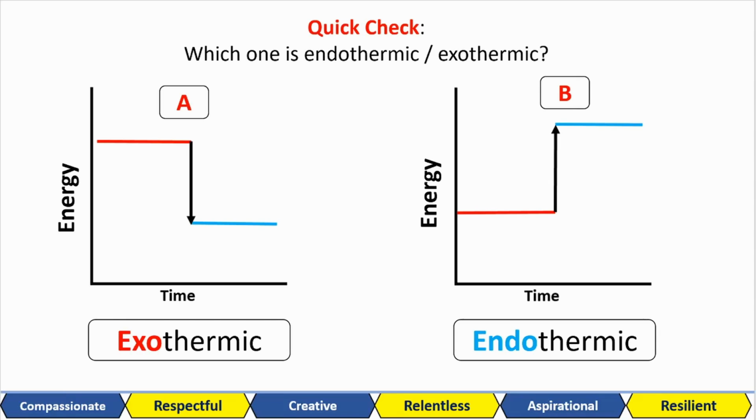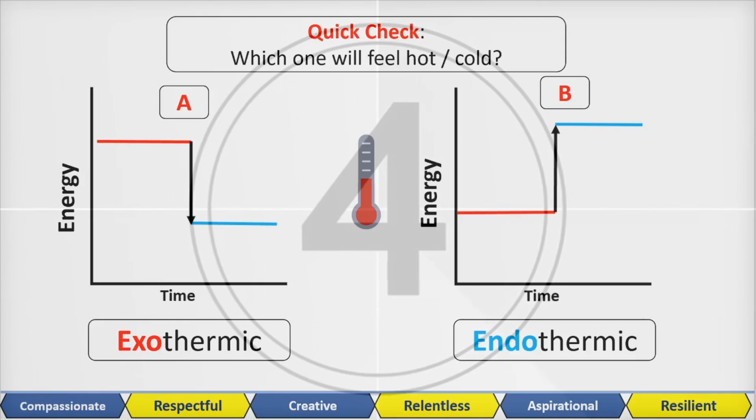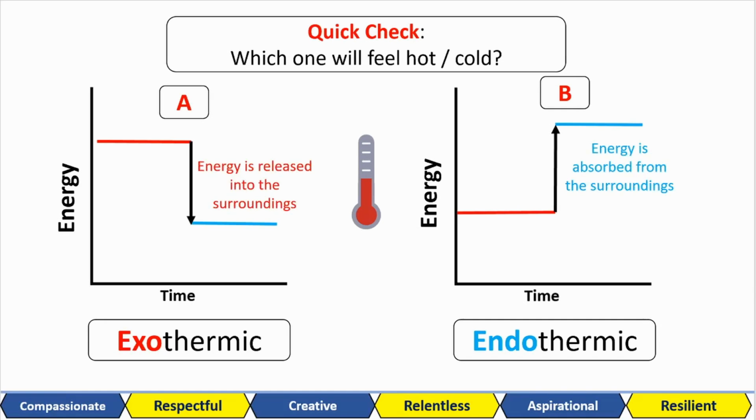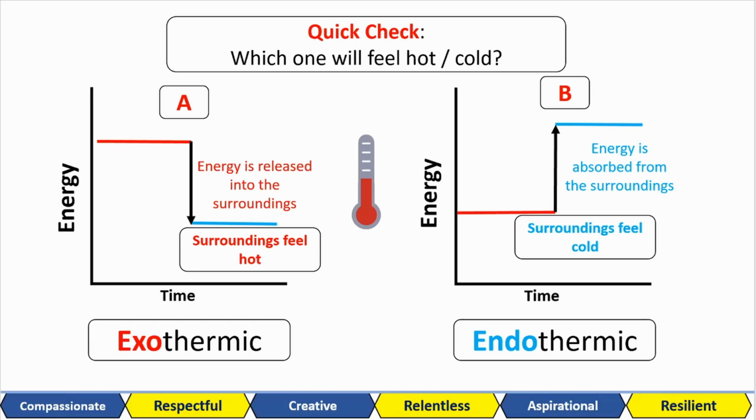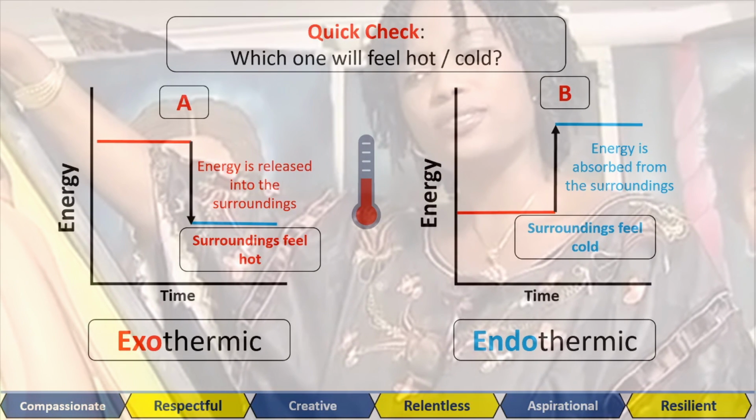Energy is entered. Now, which one of these will feel hot and which one will feel cold? The one where the products have less energy will be hotter because that energy has been released into the surroundings, which will include the thermometer or your hand. And the one where the products have more energy will feel cooler because it's taking energy from its surroundings, so from the thermometer, from the air, from the hand that's holding it, etc. This is absolutely wonderful. Thank you very much.